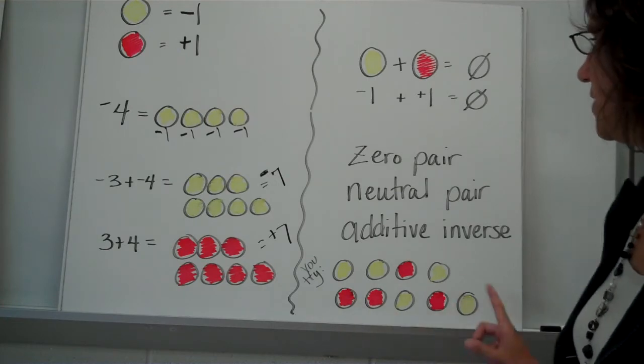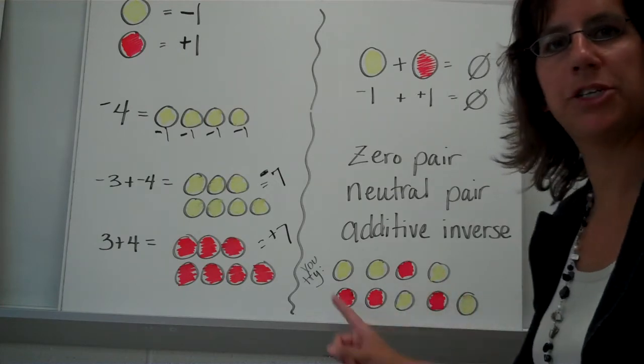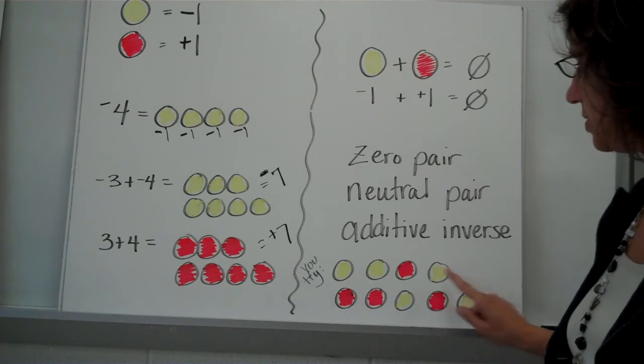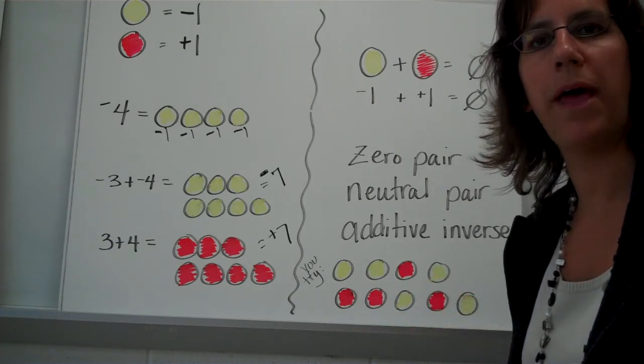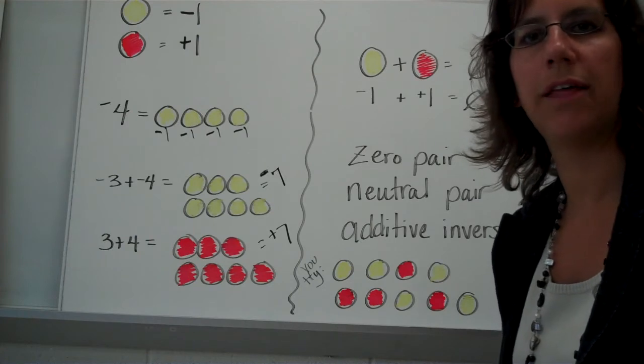So here's an example down here. Go ahead and draw this picture, and you've got some yellow ones and some red ones, and then see if you can find all the zero pairs. Go ahead and circle them and group them together.